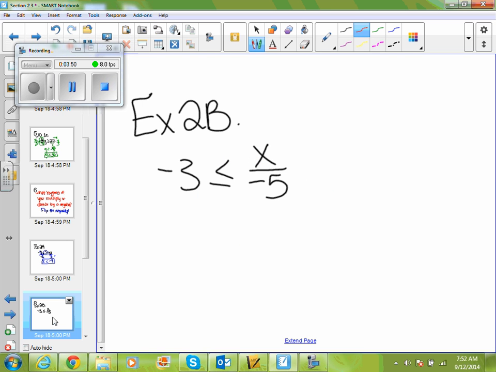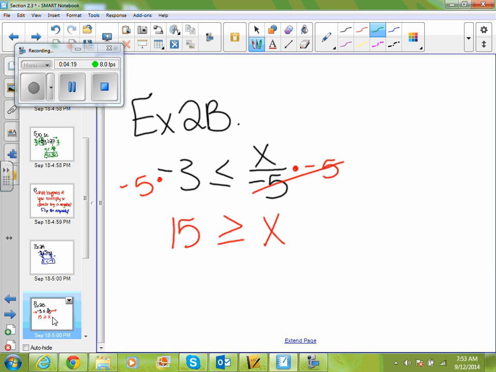Okay, if we look at negative 3 is less than or equal to x over negative 5. In order to get rid of division, we multiply by negative 5 on both sides of my equation. Those then cancel. Bring down my x. Negative 5 times negative 3 is 15. But I multiplied by a negative, so my inequality symbol has to flip to become greater than.